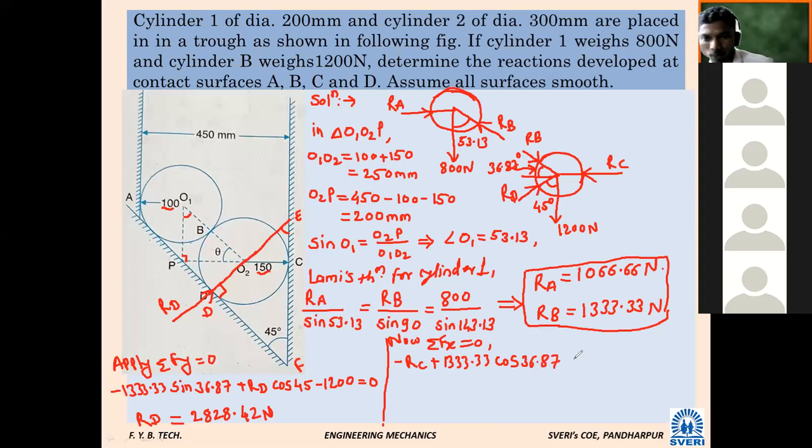What about RD, positive or negative? Again positive, because it is going towards the positive x-axis: plus RD. The value of RD we have calculated, it is 2828.42. What about the angle, sine or cos? Sine, because it is sine 45. So now you can calculate RC directly.